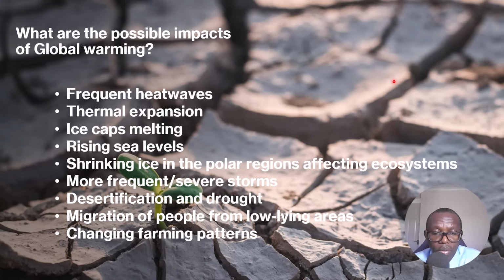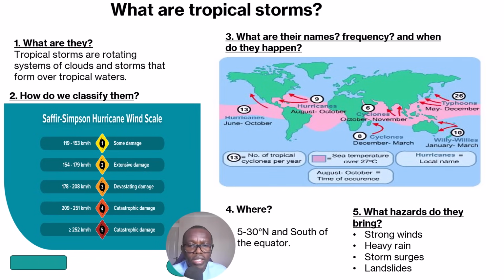Okay, I think we'll stop there on this slide and carry on to the next. So this next slide is a brief introduction on tropical storms. So what are tropical storms? They are rotating systems of clouds and storms that form over tropical waters. And once they form, they start to make their way towards the land. And this can sometimes have devastating effects.